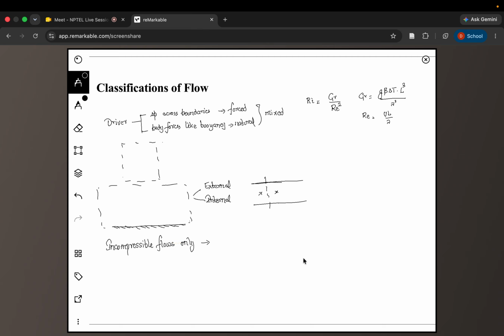So what do I mean by incompressible flows? You can unmute yourself or you can type in the chat box, whichever. Just want it to be interactive. So if you have any questions, we can discuss them also.